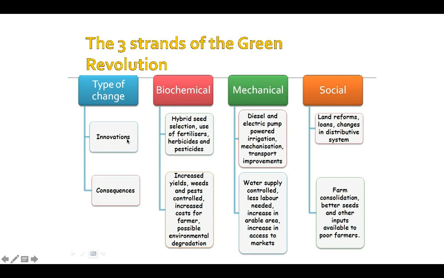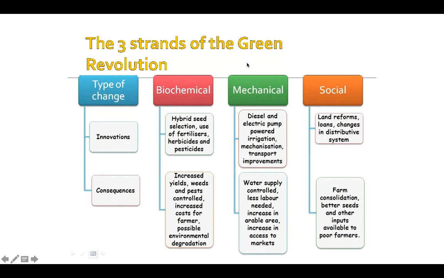So the innovations that happened, biochemical, we had things like hybrid seed selection. People started using fertilizers, herbicides, and pesticides. So they were increasing the nitrogen content so their plants would grow more. They were using herbicides to get rid of weeds, and then pesticides to get rid of any bugs or anything like that they were dealing with at the time. And what that resulted in was obviously increased yields, weeds and pests were controlled, increased costs for farmers, and possible environmental degradation.